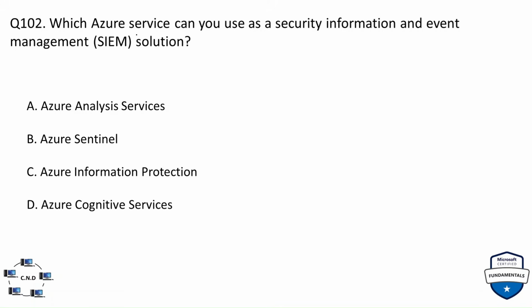Question number 102 is that which Azure service can you use as a security information and event management, that is SIEM, solution? And the options are A, Azure Analysis Services, B, Azure Sentinel, C, Azure Information Protection, and D, Azure Cognitive Services. And the correct option is Azure Sentinel.